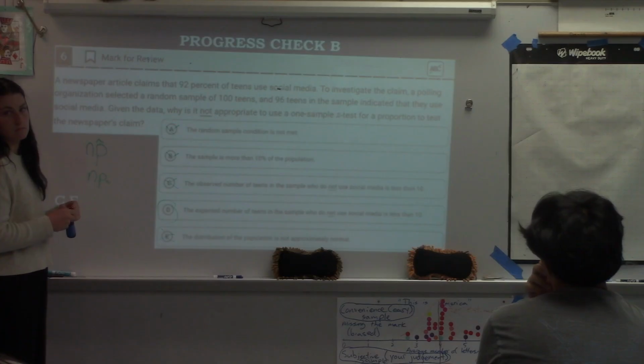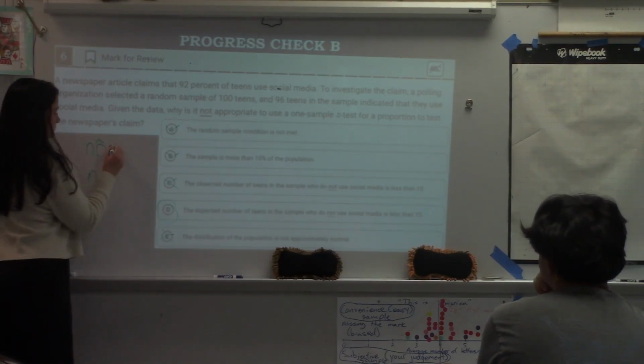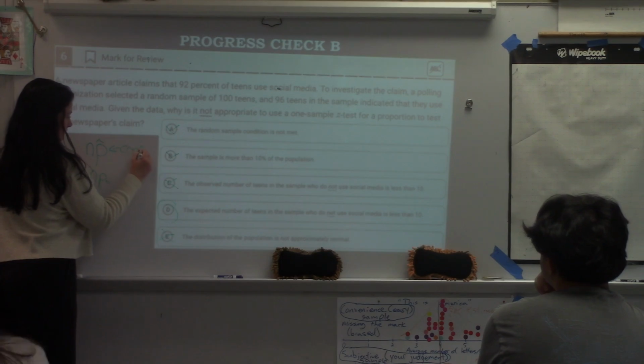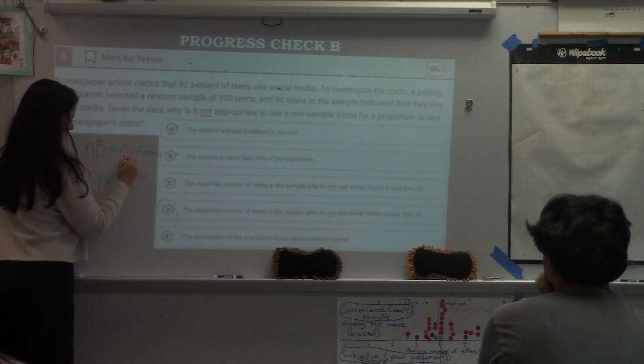Hypothesis test: use expected counts. Confidence interval: use observed counts. The whole idea is that we assume the null hypothesis is true.